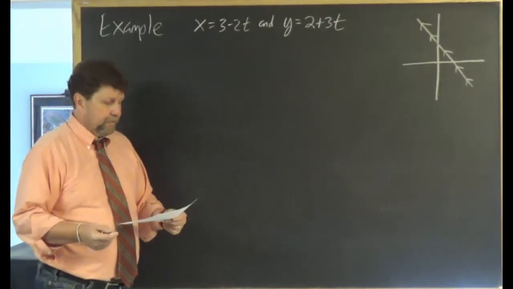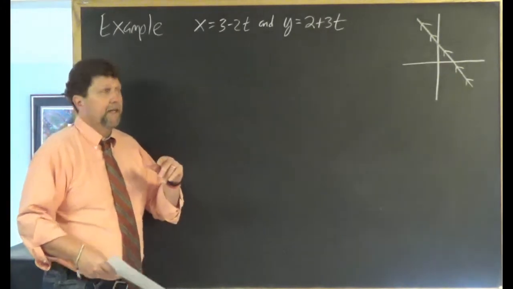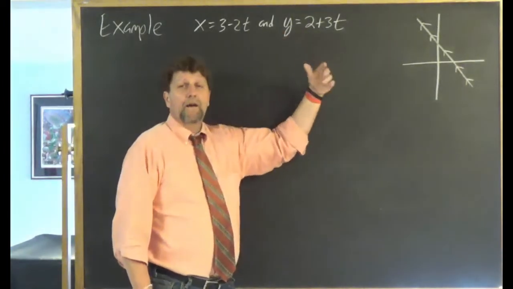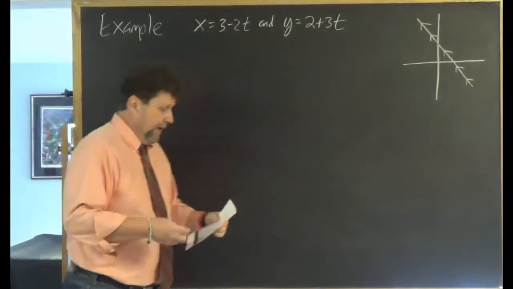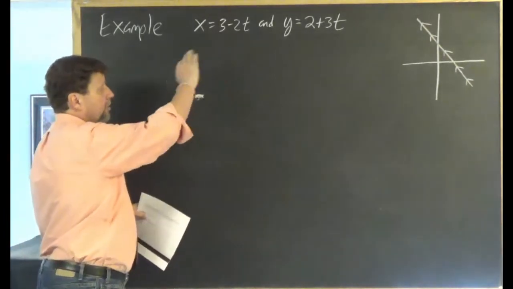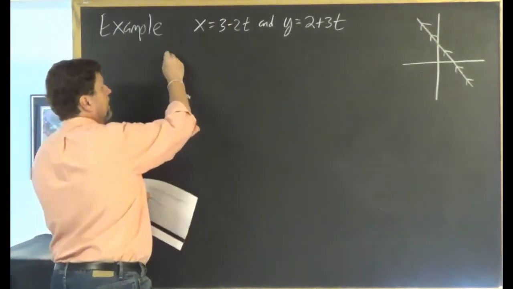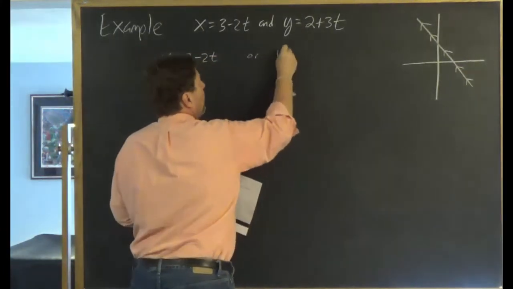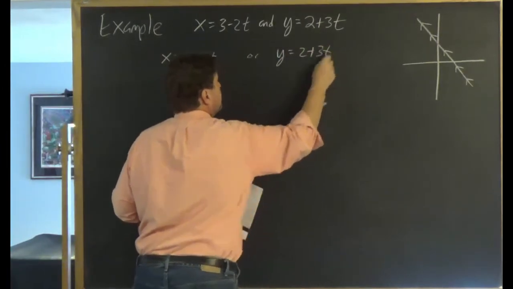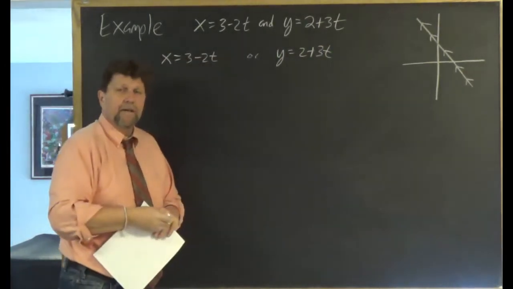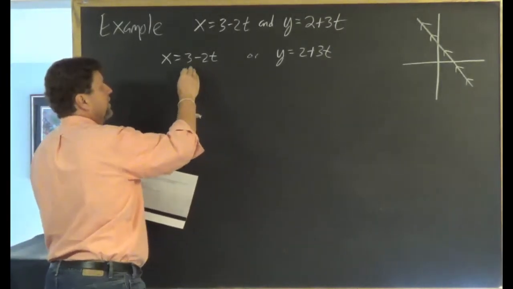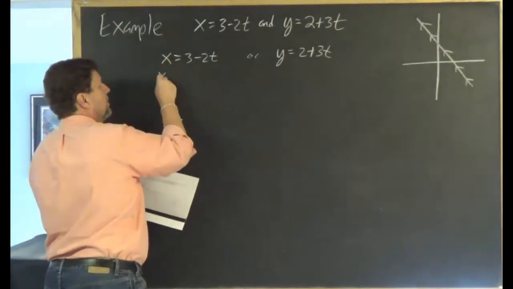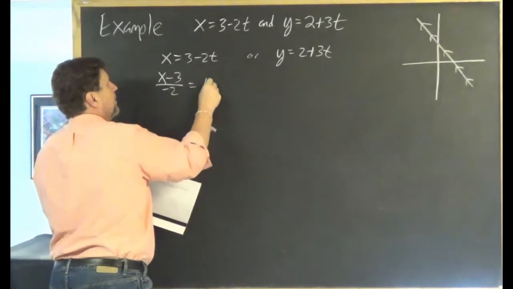eliminating the parameter. So for this one in particular, I noticed that my x looks kind of linear and my y also looks kind of linear. So what I could do is I could pick either one. I could pick x equals 3 minus 2t, or I could pick y equals 2 plus 3t and solve for t. So if I solve this for t, I would subtract 3 from both sides and then divide both sides by -2 to give me that.